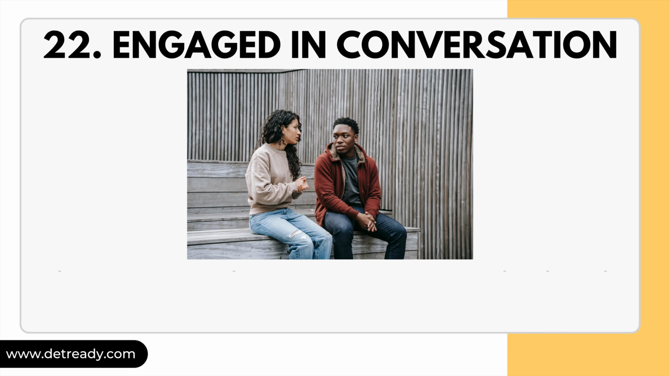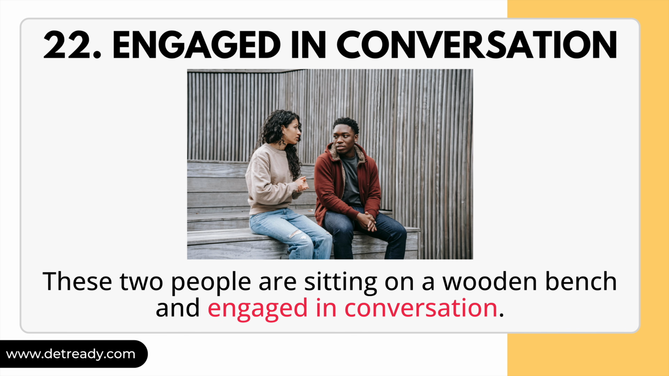What are these two people doing? Well, they are having a conversation. And I think these two people are quite focused on each other. So the phrase we can use is engaged in conversation. If you're engaged in conversation, it means that you're totally absorbed, just like these two people. They are deep in discussion. This is a good collocation you can use if you get a photo of people talking to each other. In a sentence, these two people are sitting on a wooden bench and engaged in conversation.